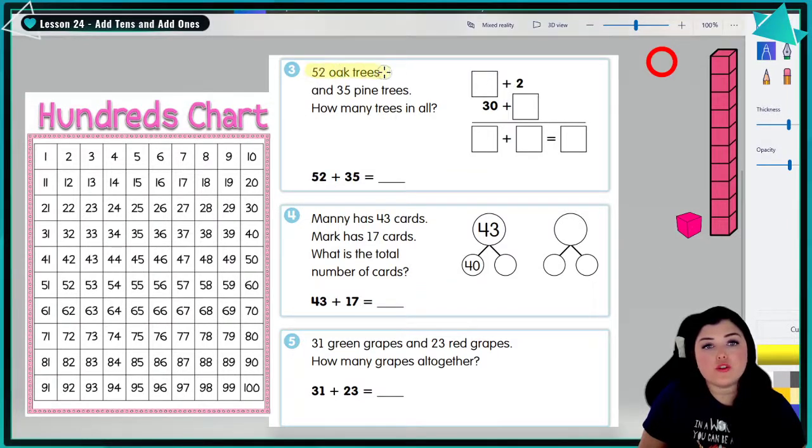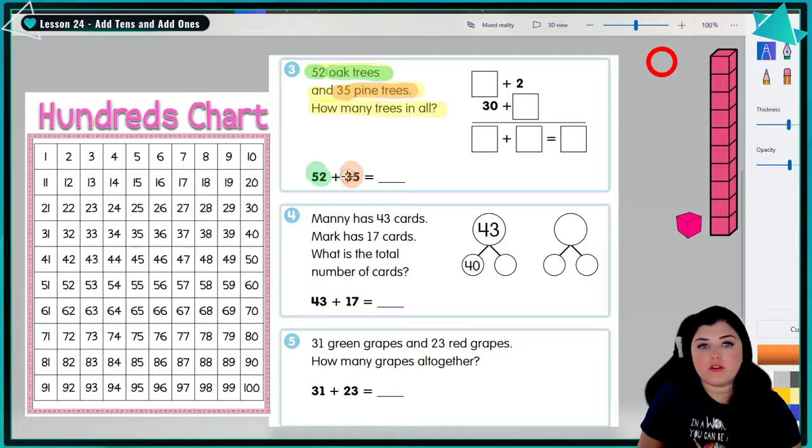52 oak trees and 35 pine trees. How many trees in all? 52 is my number. Oak trees is the object. That's one of my parts. 35 is my number. And pine trees is the object.